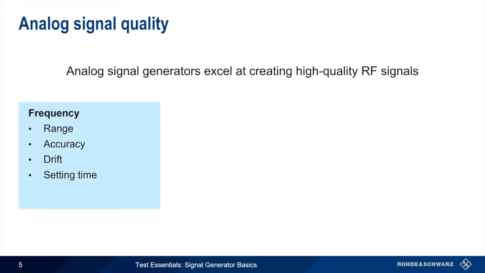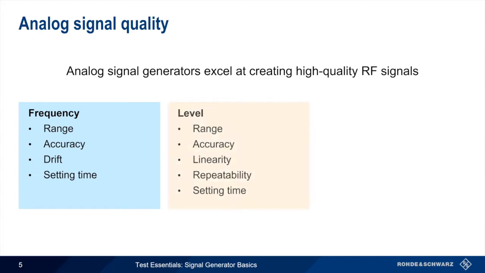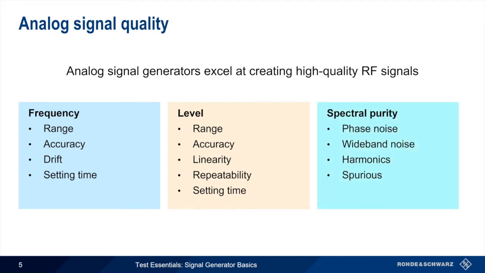The first has to do with frequency and includes things like accuracy and stability. The next area is level performance. Linearity and repeatability are important concerns here. And last but certainly not least, we have spectral purity. Both phase and wideband noise, as well as the suppression of harmonics and spurious signals, are key components in spectral purity. It bears repeating that if we want high-quality RF signals, analog signal generators are often the best choice.